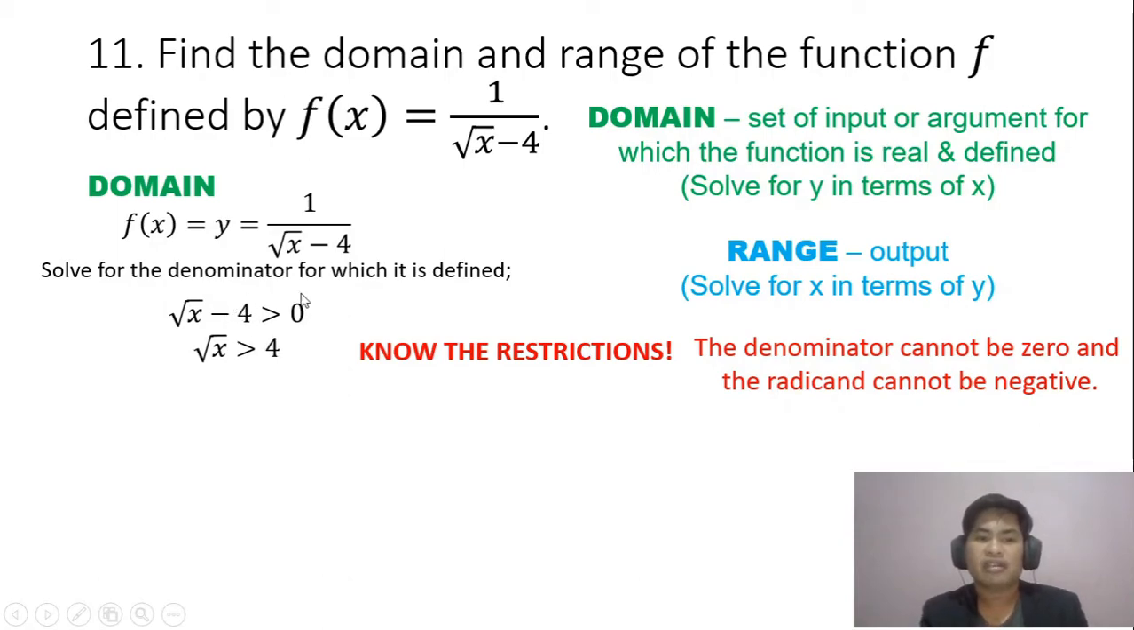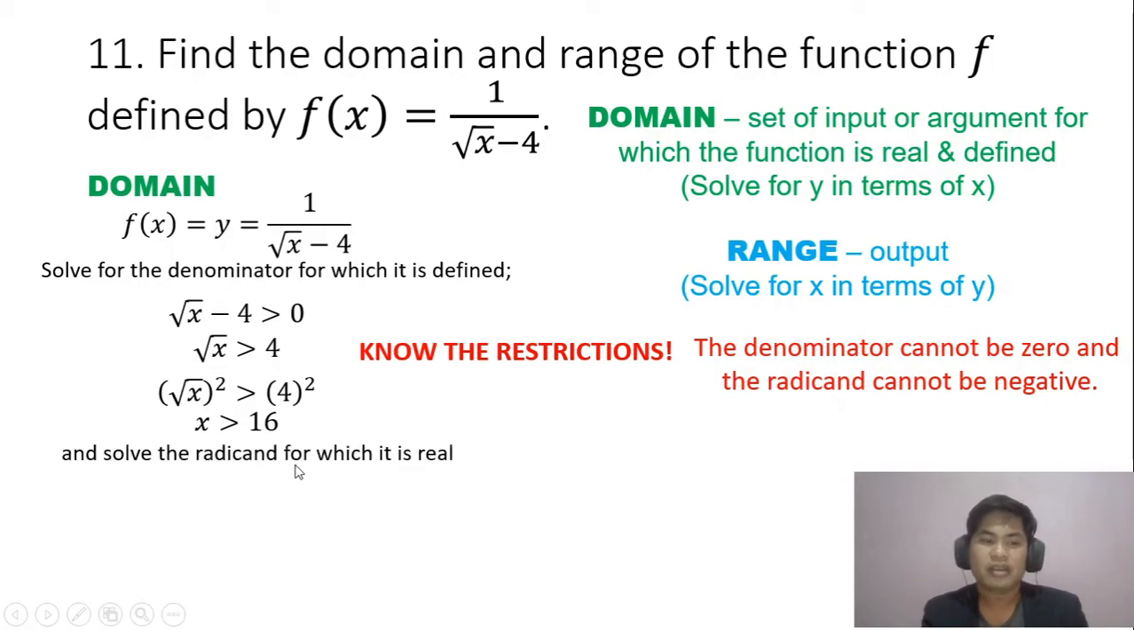So we transpose the negative 4, so positive 4 na siya. Then you square it. So that would be x is greater than 16. So para pa na sa denominator nga define. So, ma-define siya when x is greater than 16.